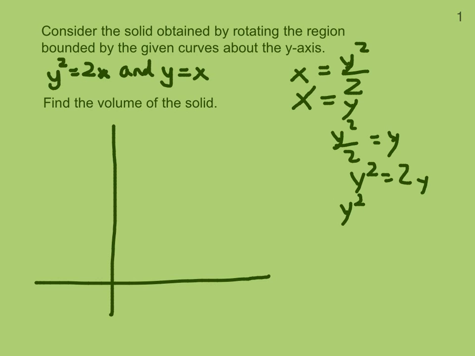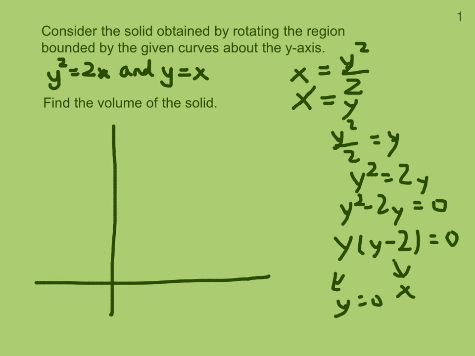So y squared minus 2y is 0, and we'll factor out the y. And we get that y is 0 and y is 2. Okay, great. The first curve is a parabola on its side, opening to the positive x. And the second is our line y = x.